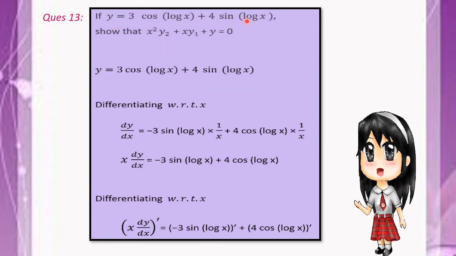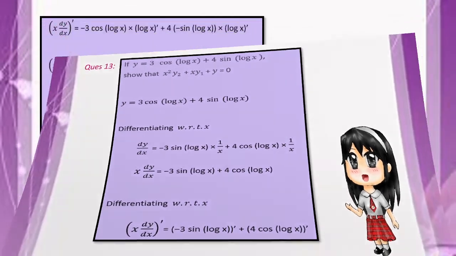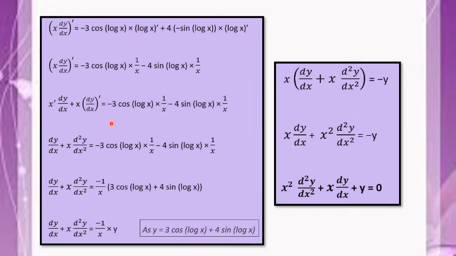13th question, y is given, we have to show this. x square is x square, but y2 means the second derivative and y1 means the first derivative of y. So y is given, differentiating first of all, calculate dy by dx, then differentiate again and calculate the second derivative. Put all the values in the given equation and check whether you are getting 0 or not. Definitely you will get 0.